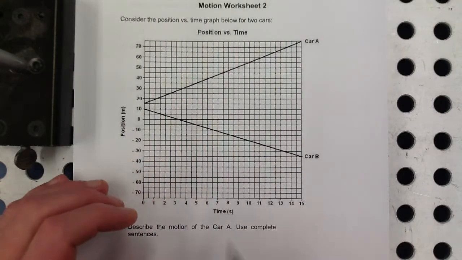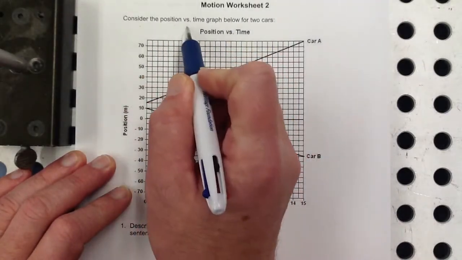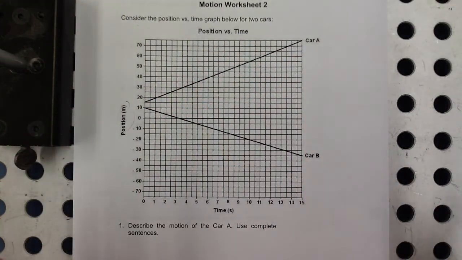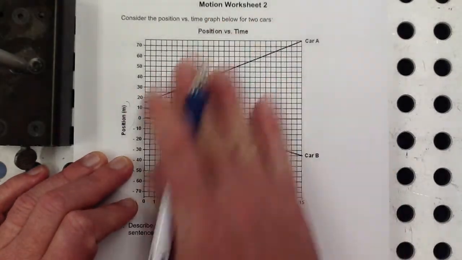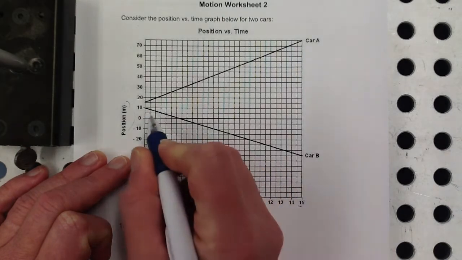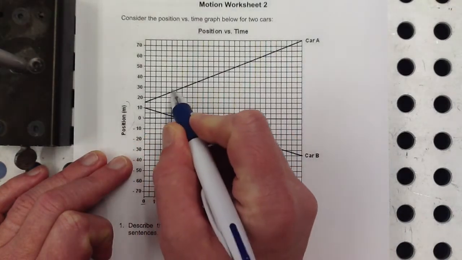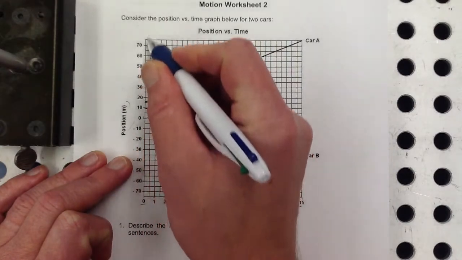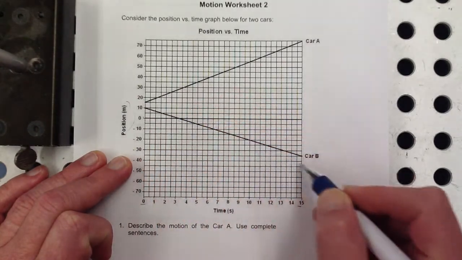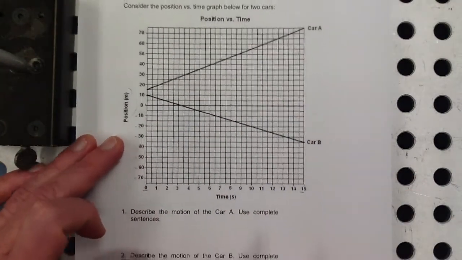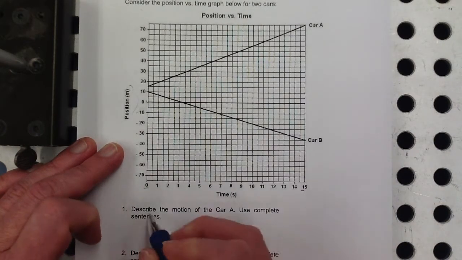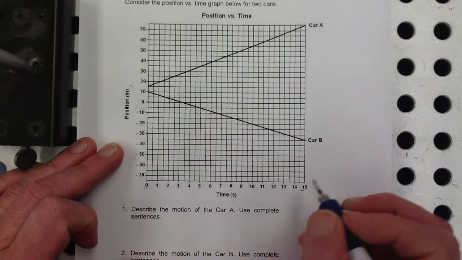All right, so I got here, consider the position versus time. This is a position versus time graph for two cars. So just thinking about what information we have here. As time goes by from 0 to 15 seconds, this car right here, its position is increasing, and this car right here, as time goes by, its position is decreasing. Okay, so in 1, describe the motion of car A. Use complete sentences. Oh, geez, I don't know about that. We'll see how I do with that.